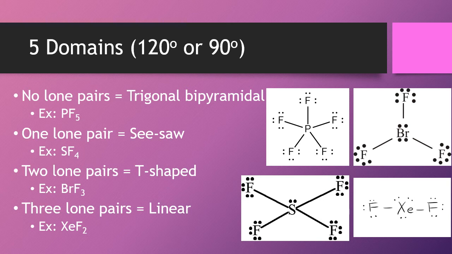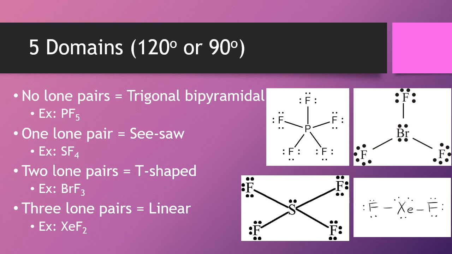If none of the domains are lone pairs, then the name of the molecular geometry is trigonal bipyramidal. You'll notice this name sounds very familiar because we mentioned earlier there is a trigonal pyramidal shape. You'll notice many of the names have repeating parts, although they are different structures. An example of a molecule that takes this shape is phosphorus pentafluoride, whose Lewis structure is shown in the top left of the Lewis structures on this slide.